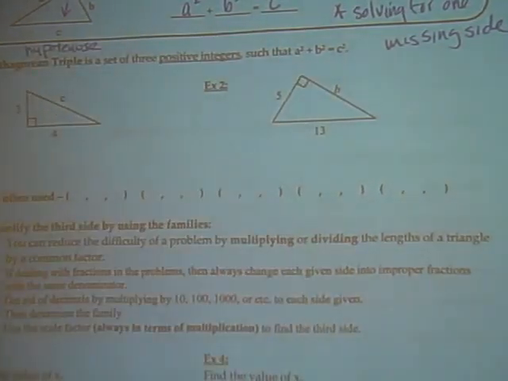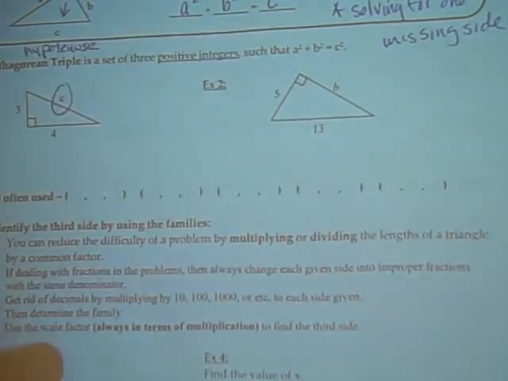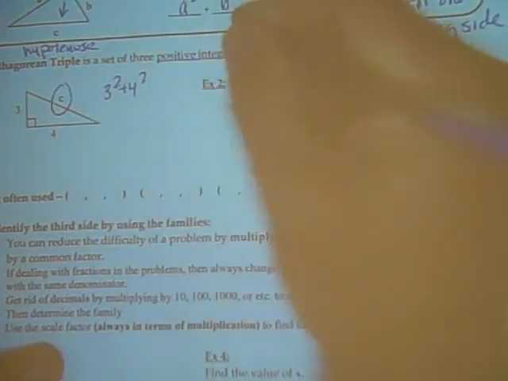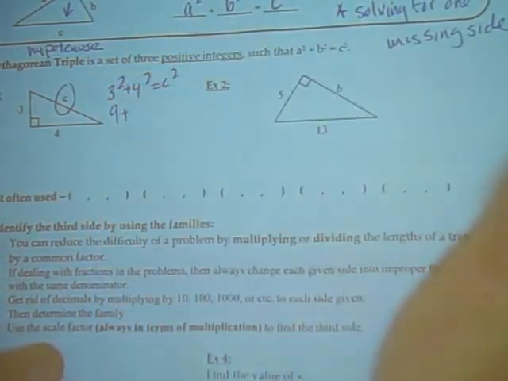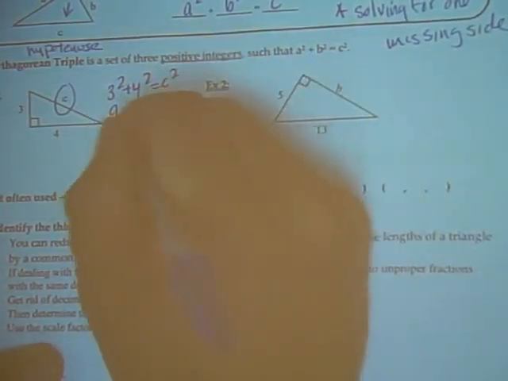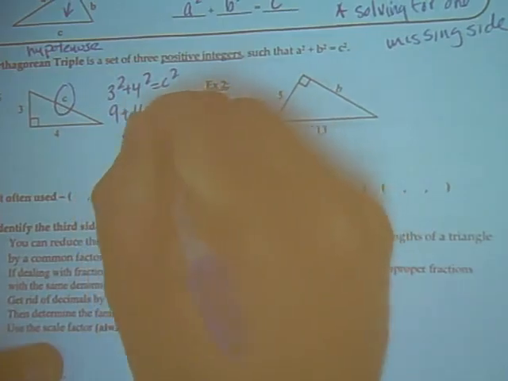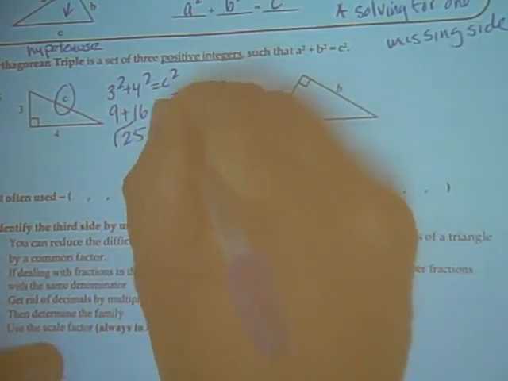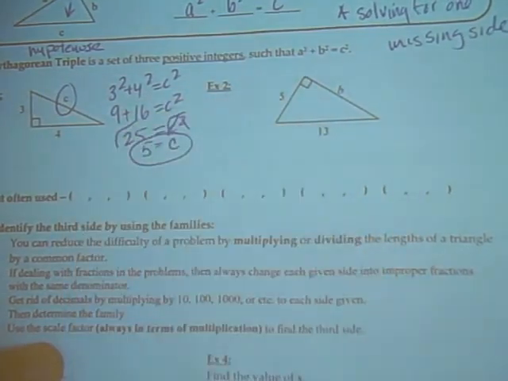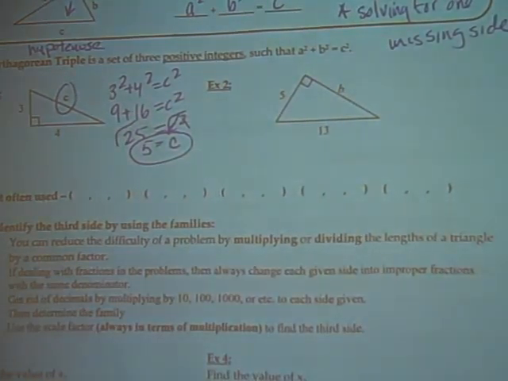So if we see the first one here, we have to realize we're missing the c, the hypotenuse. So we set it up: 3 squared plus 4 squared equals c squared. First part's 9, 4 squared is 16, equals c squared. Add those together, it's 25 equals c squared. We square root both sides to get c by itself. And c equals 5, which we already knew. Okay?